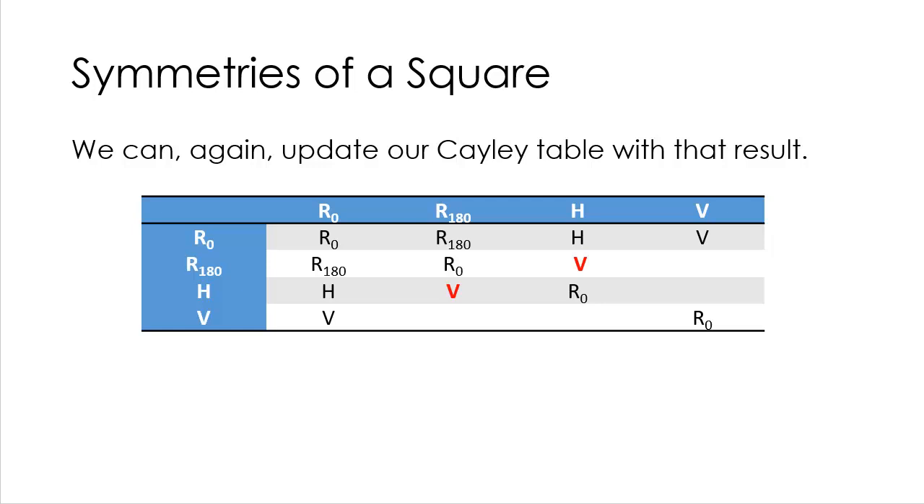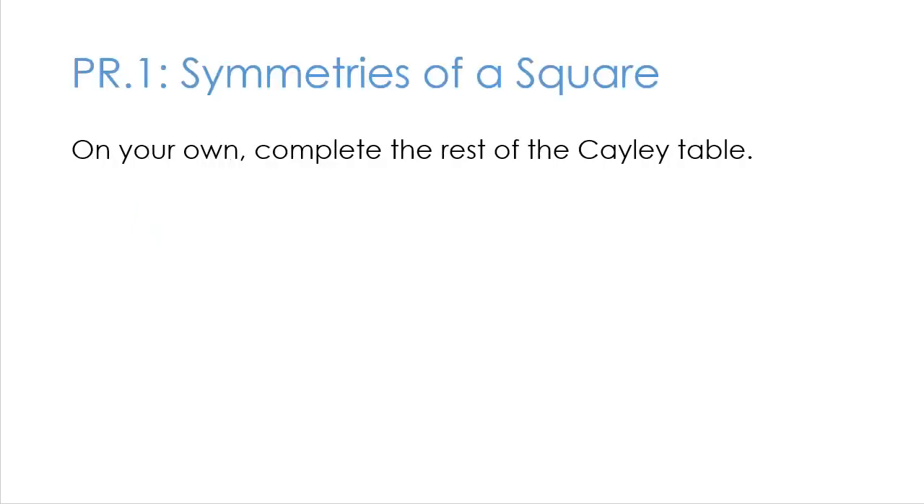So we're already starting to see some symmetry of our symmetry table, that things on opposite sides of the diagonal tend to be the same thing. Do you think that pattern is going to hold? Well, on your own, complete the rest of the Cayley table and see what you get. Go ahead and pause the video and do the rest of them, right?